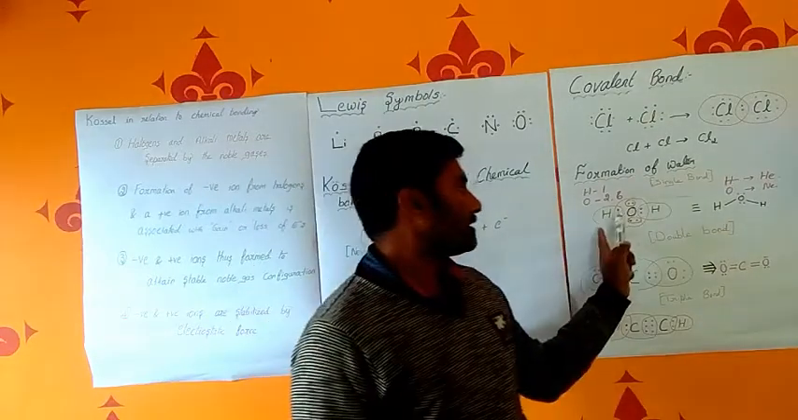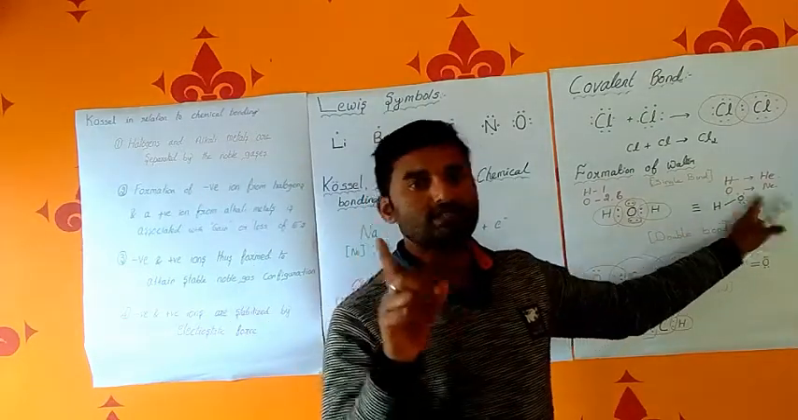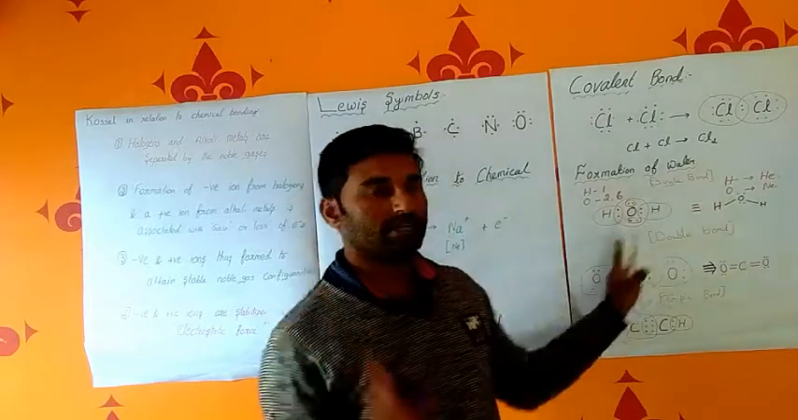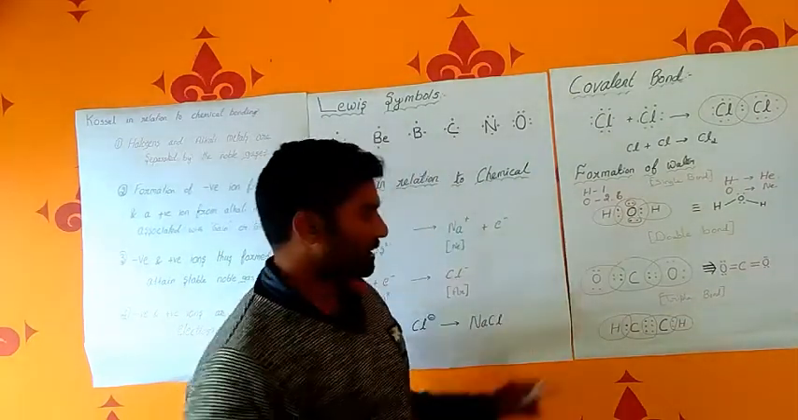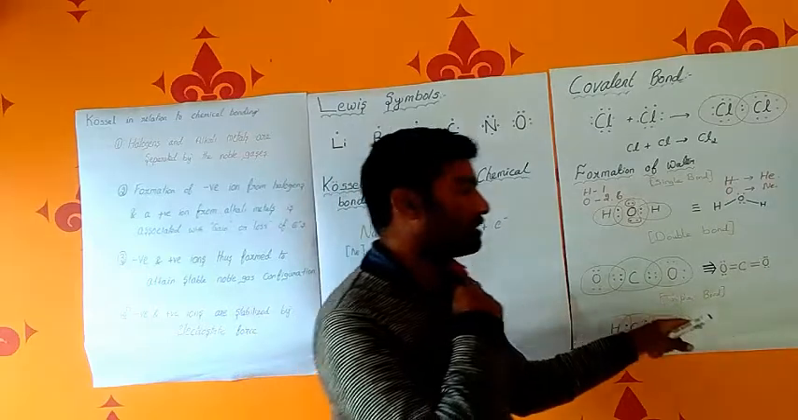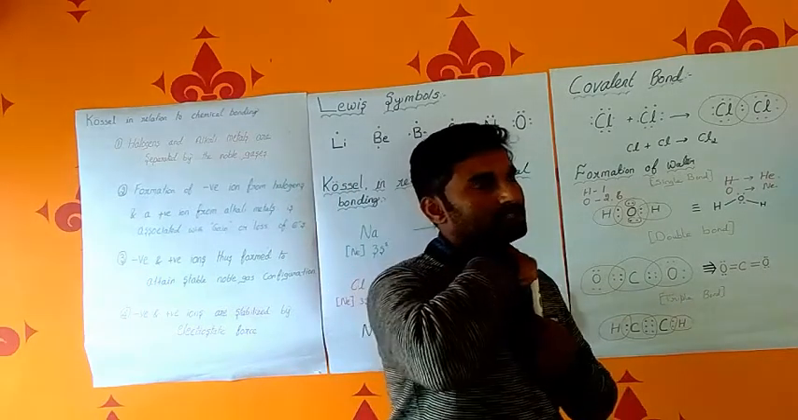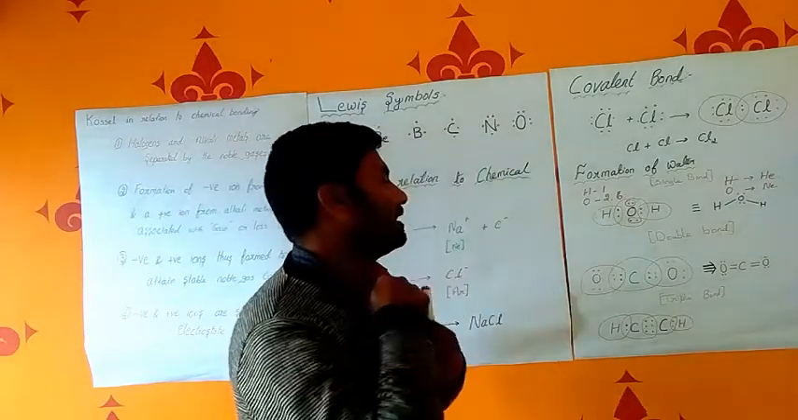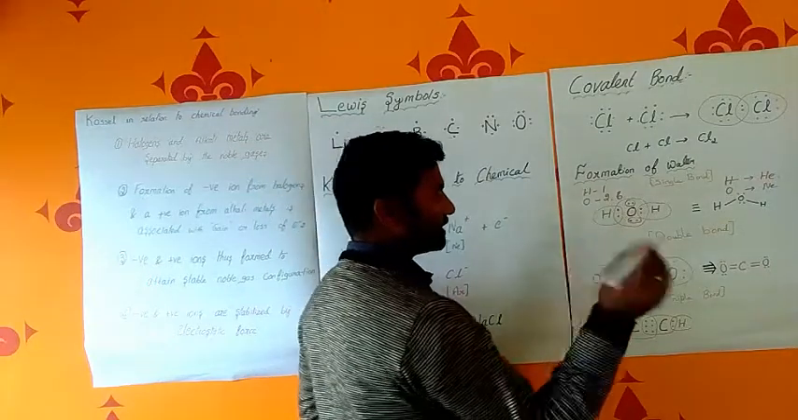See here, there are only single bonds. 2 single bonds are there in the case of water. Now look at the case of carbon dioxide. Okay, so the electronic configuration of carbon.